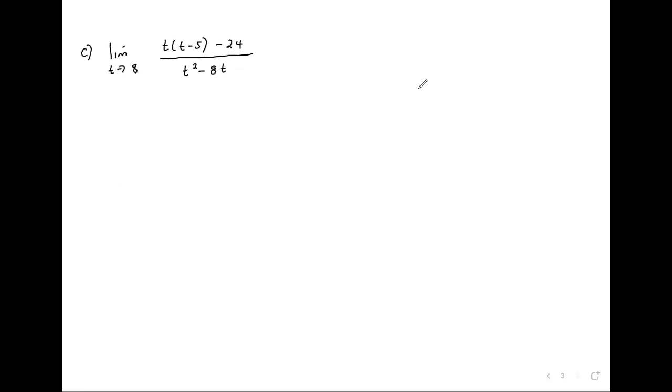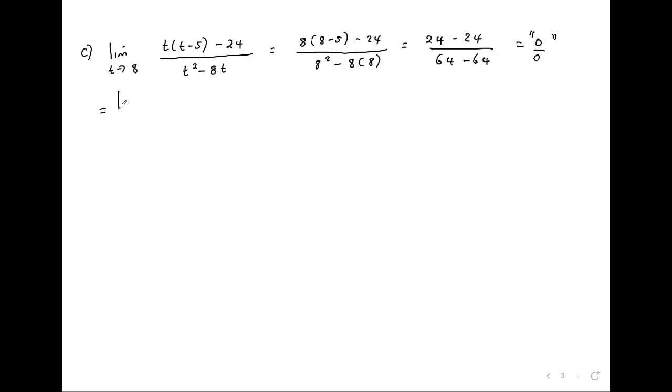So again, you try this, substitute 8. We have 8 minus 5 minus 24 over 8 squared minus 8 by 8. That is 8 by 3, 24. It was 8 minus 5, that is 3. 24 minus 24 over 64 minus 64. That is 0 over 0. So now, this time around, we start thinking what to do.